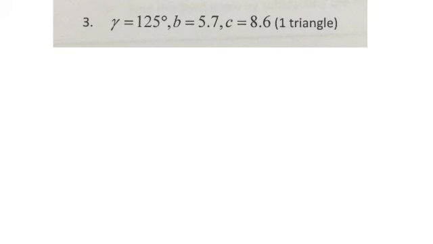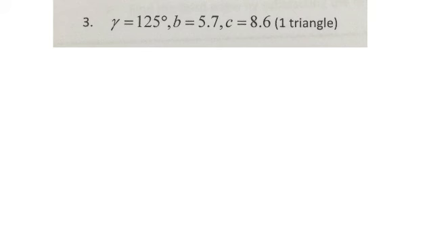Okay, so this one, I've got gamma is 125, B is 5.7, C is 8.6. Now, it tells me that only one triangle can be drawn, but I know anytime I'm given an obtuse angle, it's either going to be one triangle or no triangles every time. Can't be any other option. If I'm given the obtuse, well, I don't want to say that. I'm pretty sure it can only be one. So let's just set it up.